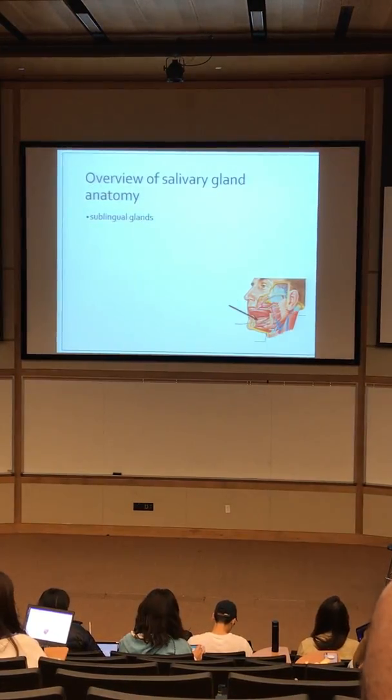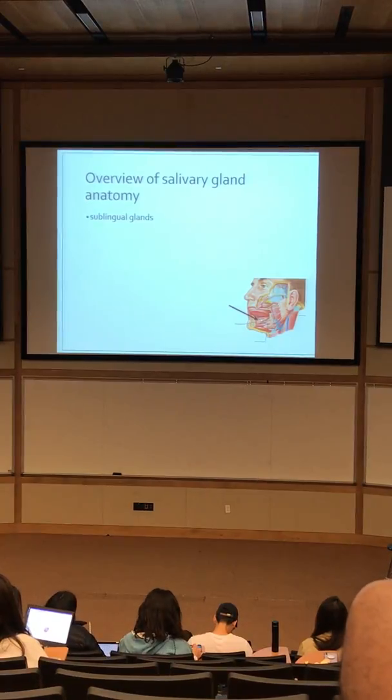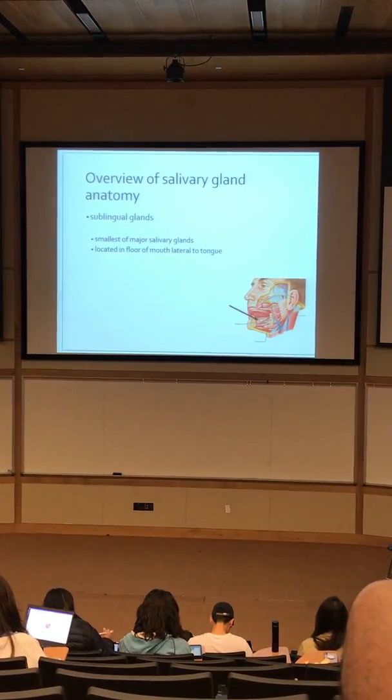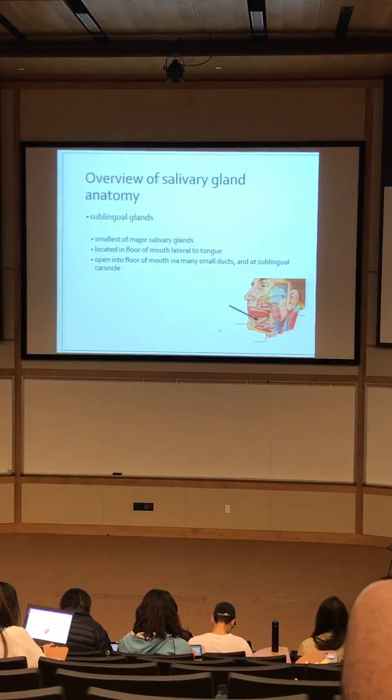So here are the sublingual glands, and notice this is another picture from Netter. This shows all 3 of the glands. So here's parotid, here's submandibular. Sublingual is right under the tongue, which is why it's called sublingual. It's the smallest of the 3 major salivary glands. It's located in the floor of the mouth, lateral to the tongue. It has lots of little ducts that open up, and it also secretes into the submandibular duct. And its innervation is the same as the submandibular gland.